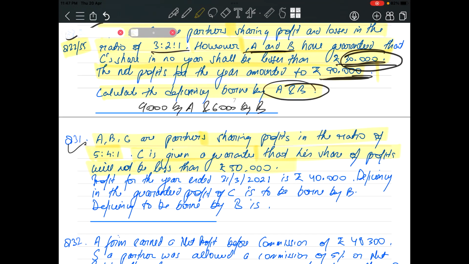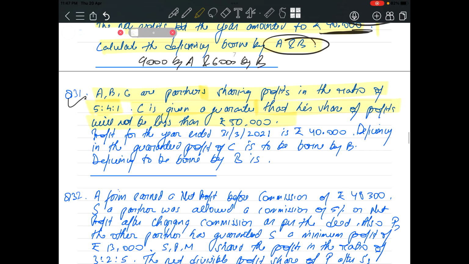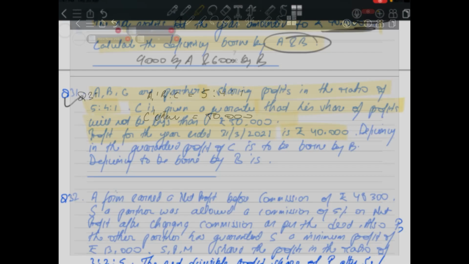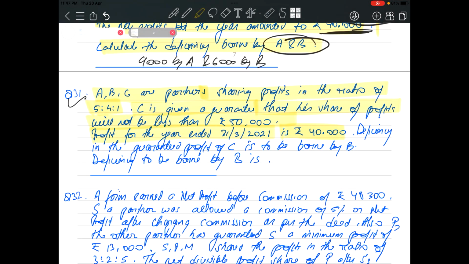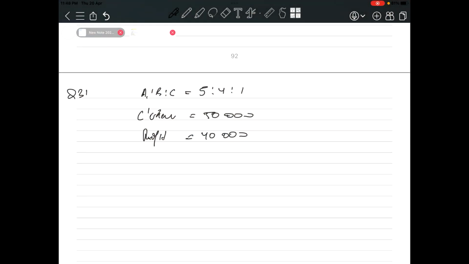Now the question has not mentioned anything about who has given the guarantee. Right, let's read the question further. Profit for the year ended 31st March 2021 is rupees 40,000. Okay, so what is the profit amount? Profit amount is 40,000. Deficiency in the guaranteed profit of C is to be borne by B. See, who will bear the deficiency? B. So the requirement of the question is we have to calculate the deficiency borne by B.